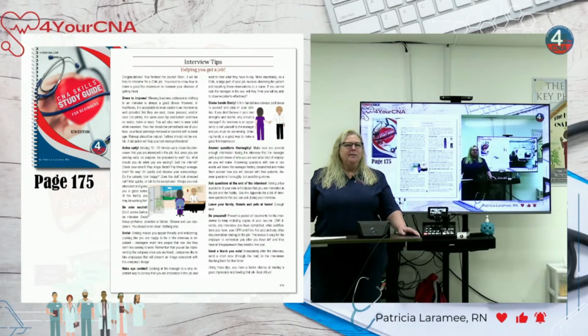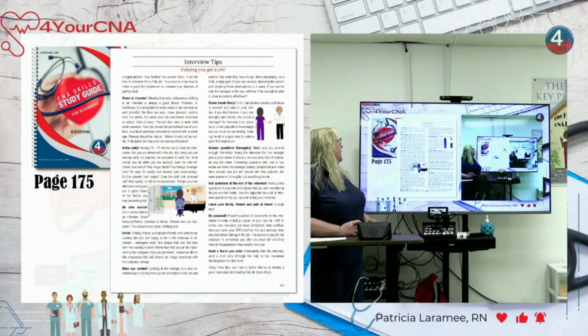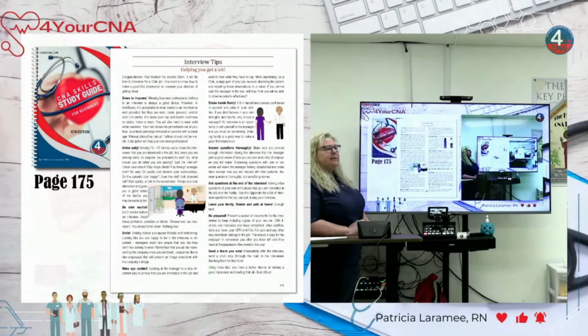Solid color scrubs are best. Darker colors are best. That's why you guys are in the colors that you're in. These are great interview outfits. Okay. Arrive early, 10 to 15 minutes early, not Tuesday early.